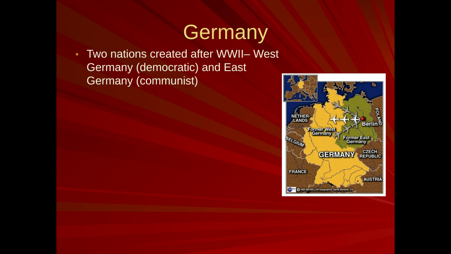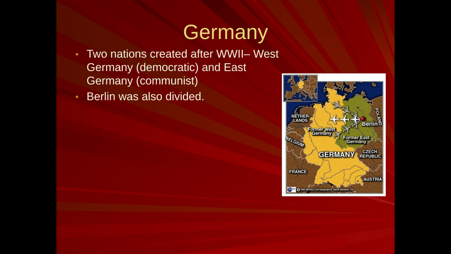The other problem that they had was the capital city of Berlin. Berlin was also divided like the rest of Germany, but Berlin was in the eastern section. So West Berlin was democratic, and East Berlin was communist. And this is going to create a problem because the Soviet Union is going to blockade all of Berlin.